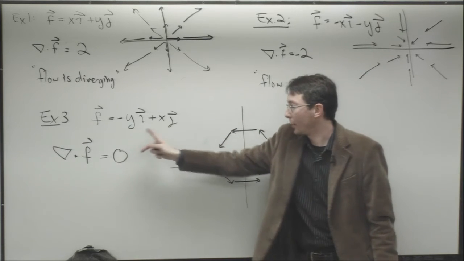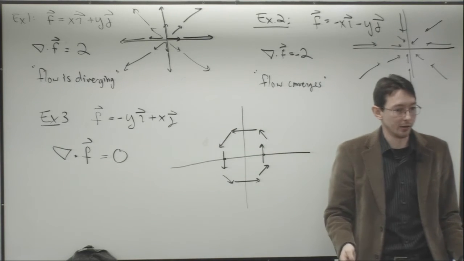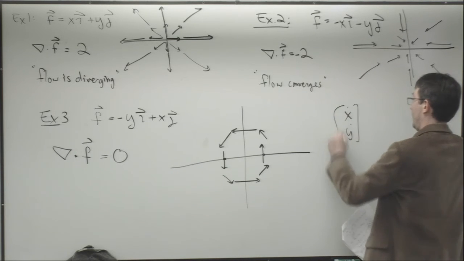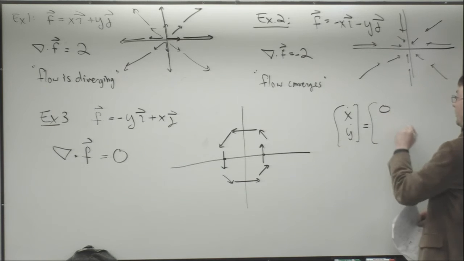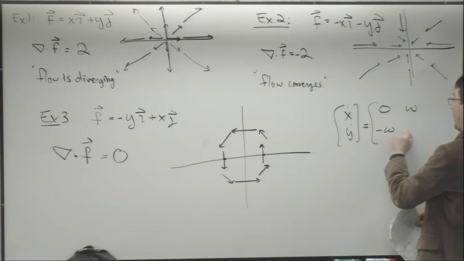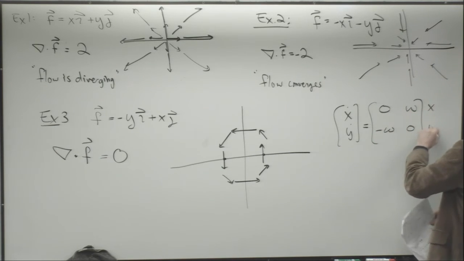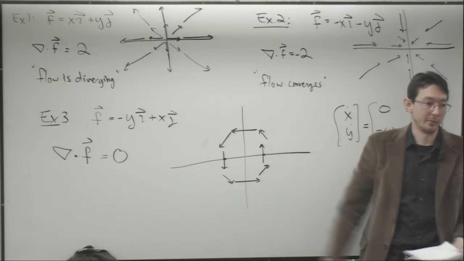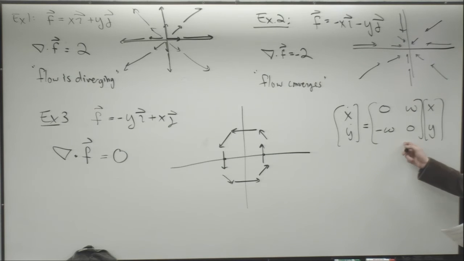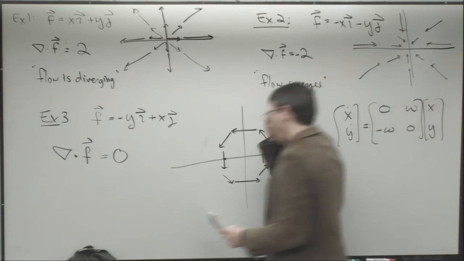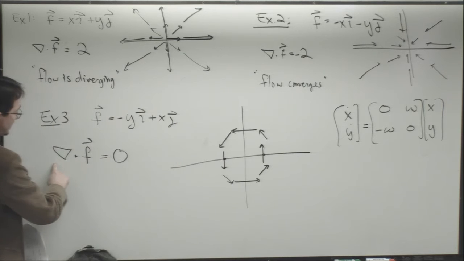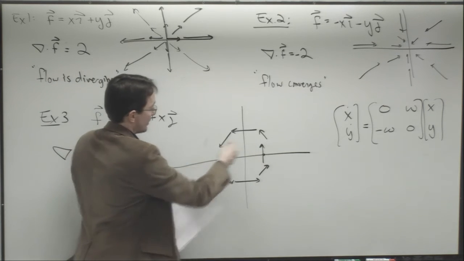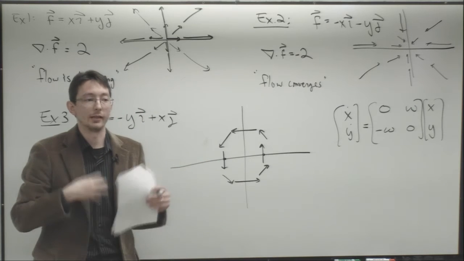In fact, this is what we got when we solved that differential equation. If I solved x and y dot equals 0 omega, minus omega 0, of x and y, I would get this vector field. It's basically the same vector field as this differential equation. Okay, so what it means when divergence is 0 is that this flow is neither expanding nor contracting. We say that it's incompressible.